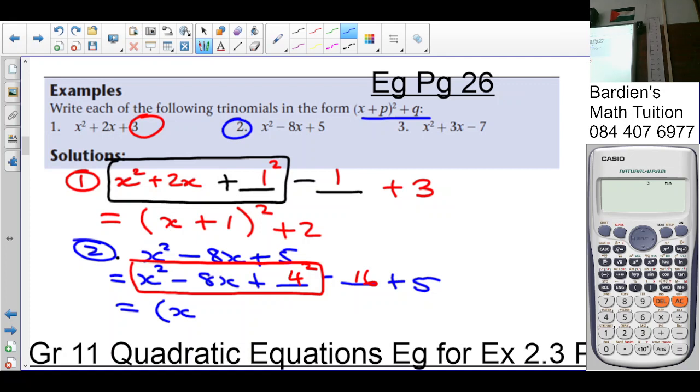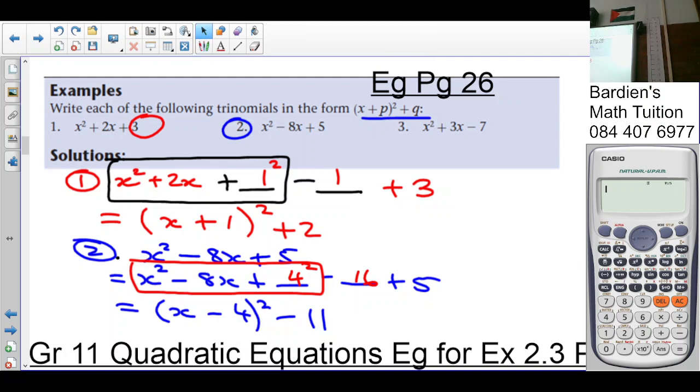So that's going to give you minus 4, squared. Not so? It was negative 16 plus 5. Bit easier now, no?